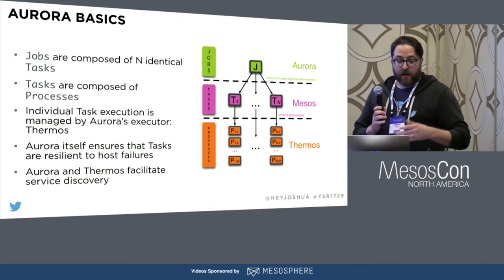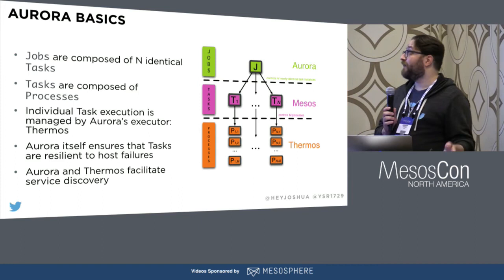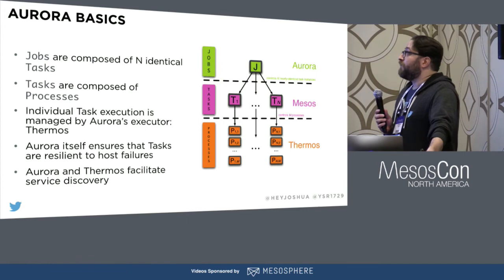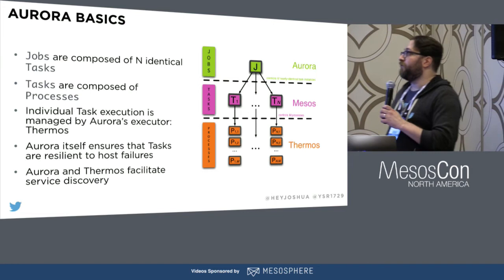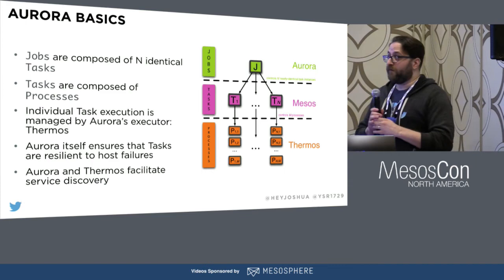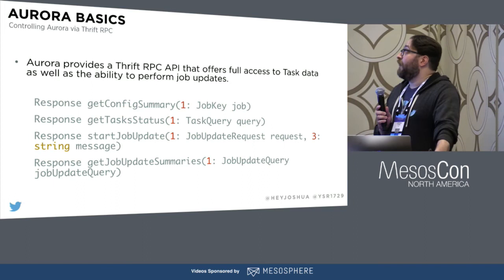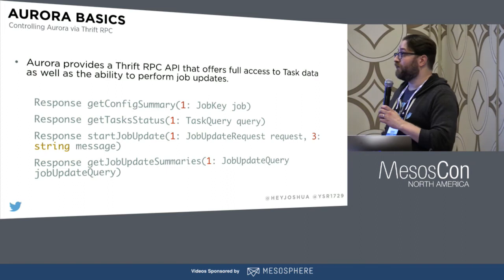Before we delve any deeper, just a brief primer on how jobs are configured and executed by Aurora. Jobs are a top-level construct in Aurora that are composed of n identical tasks. Tasks themselves are composed of processes. Individual task execution is managed by Aurora's executor, which is called Thermos. Aurora itself is responsible for tasks being resilient to any failures, either of the tasks themselves or host failures. And Aurora and Thermos together facilitate service discovery, so other services in the data center can find those and talk to them, which will be important when we want to send them production traffic. Aurora also provides a Thrift RPC API that lets us have full control over anything we need to do when scheduling our experimental instances.